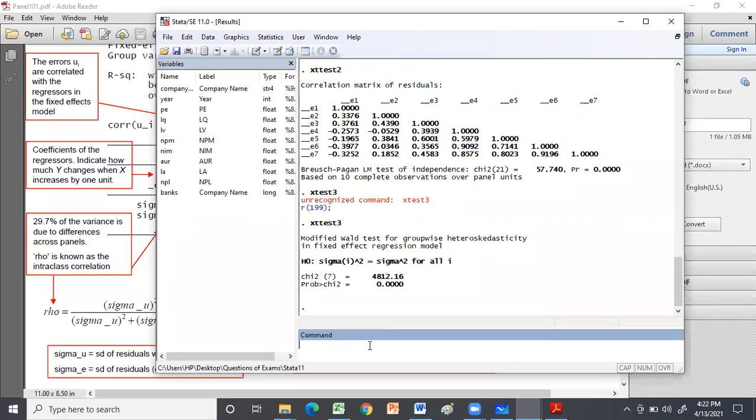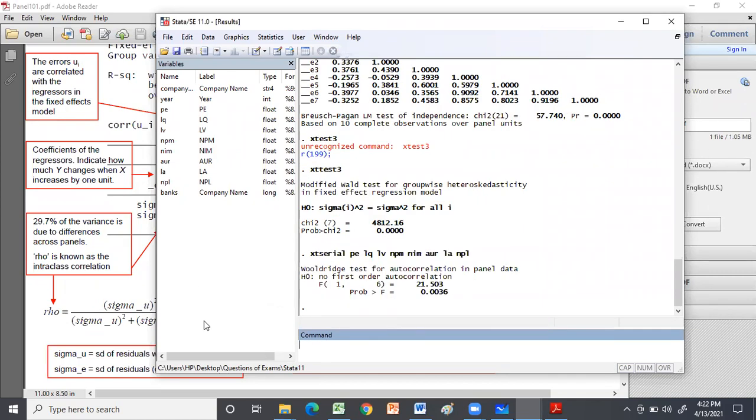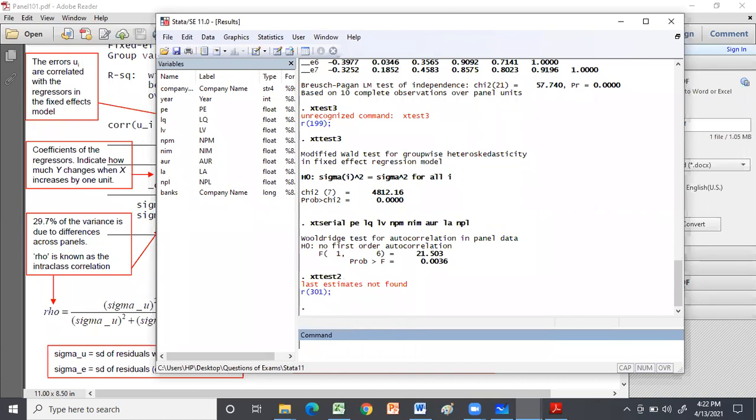Now test for serial autocorrelation, XT serial. Same autocorrelation problem has not been resolved yet, right? Yes, sir. আচ্ছা, তো আরেকটা টেস্ট আমরা একটু আগে আমি দিয়েছিলাম XT test 2, এটা হচ্ছে সরি XT test 3.